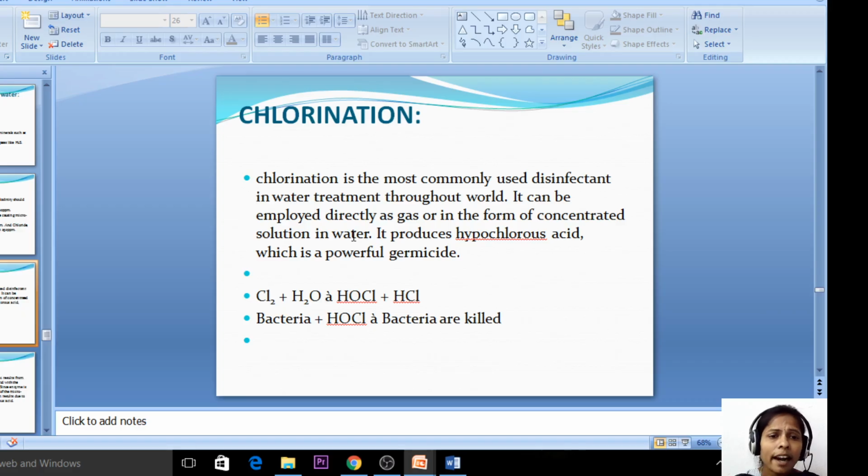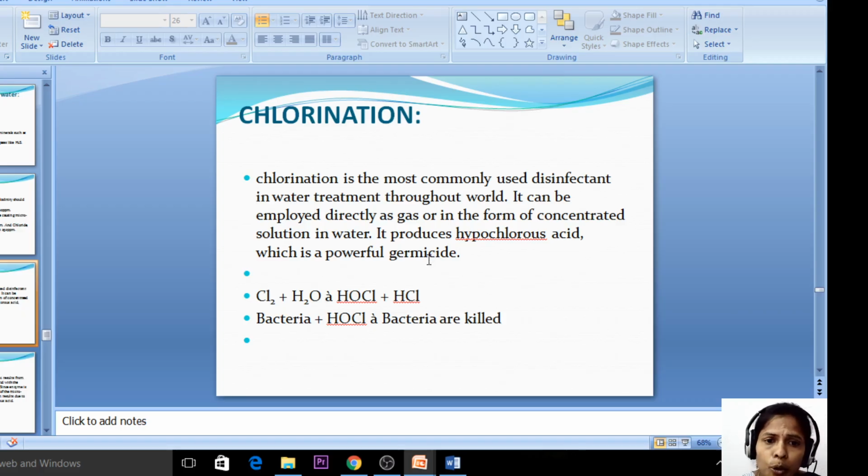Chlorination is nothing but adding chlorine to the water to kill the bacteria. It is the most commonly used disinfectant in water treatment throughout the world. It can be employed directly as gas or in the form of concentrated solution in water. So how are we adding chlorine to the water? We can add it directly as gas or as a concentrated solution to kill the bacteria in the water sample. It produces hypochlorous acid, which is a powerful germicide.